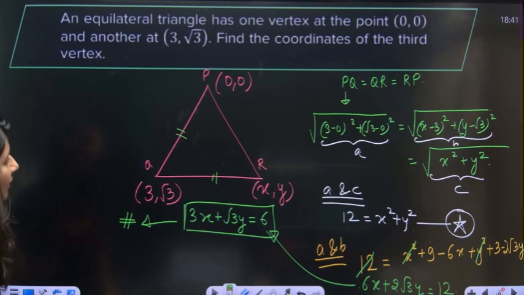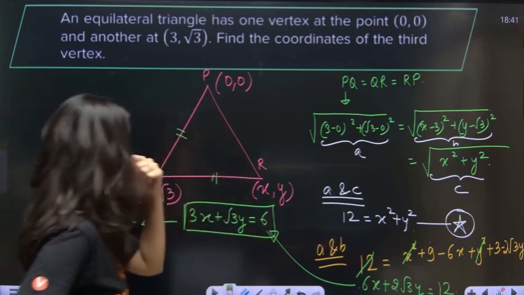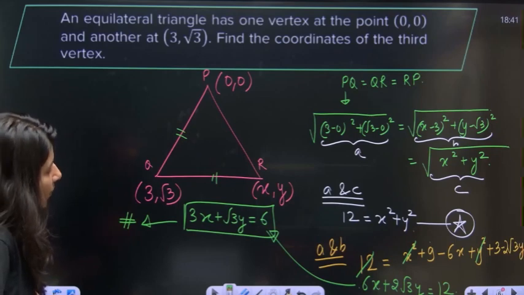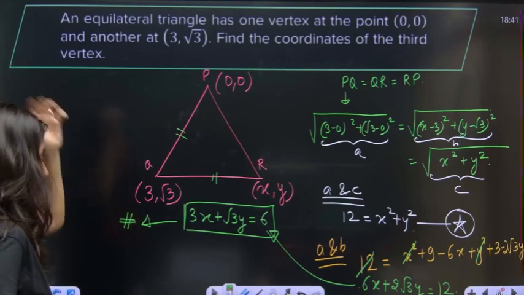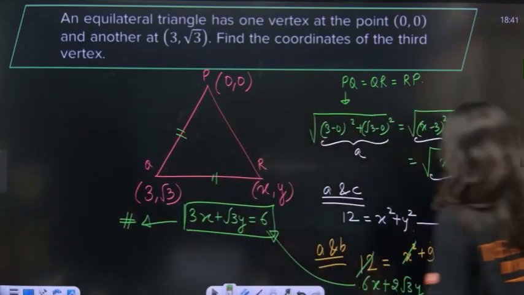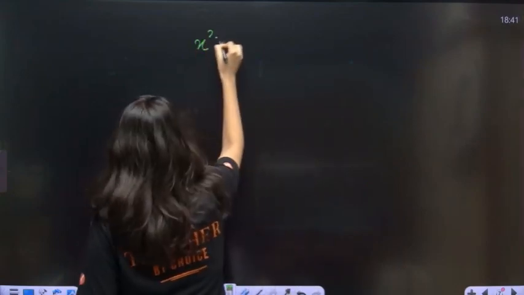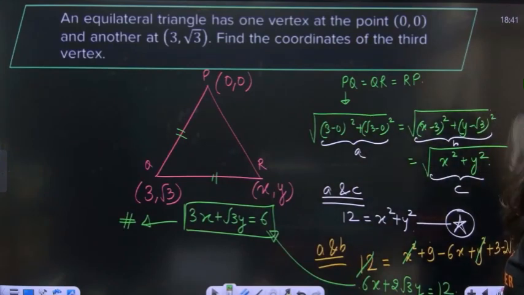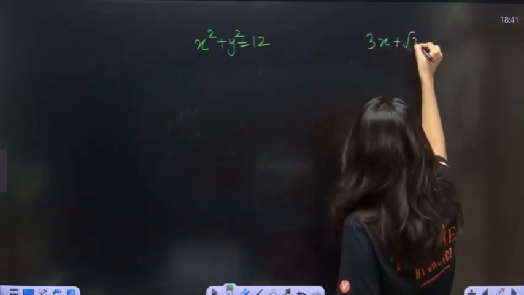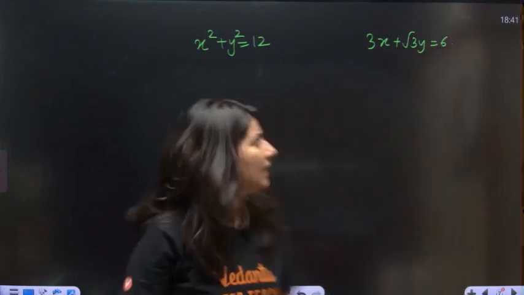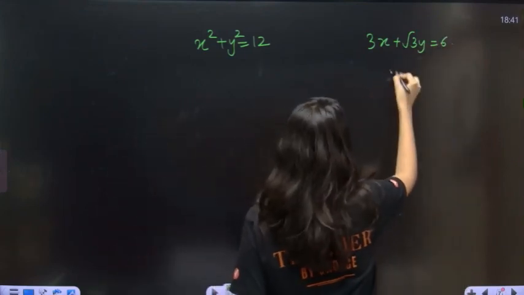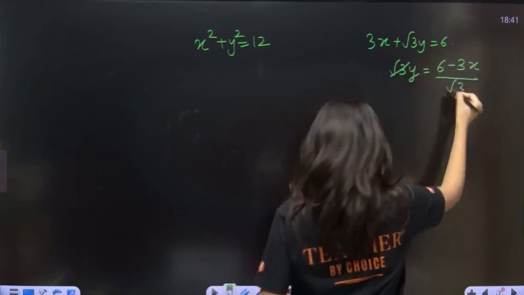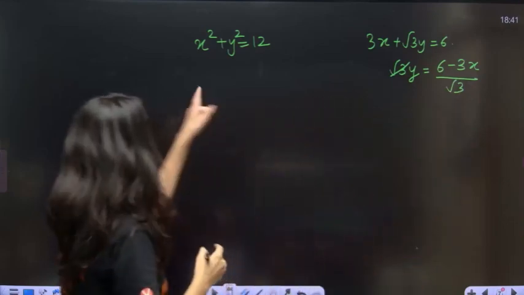So coordinates of third vertex. Now we have got two equations and two unknowns, right? A and B equal. A and C we have done already. Now what to do? So we have got two equations. x square plus y square is equal to 12. And we have 3x plus √3y is equal to 6. Okay. Let me do one thing. Let me just take the value of √3y is equal to 6 minus 3x, so y is 6 minus 3x upon root 3. Let's put this value of y over here.